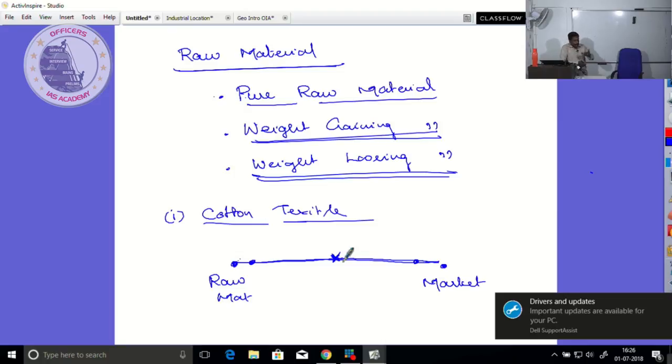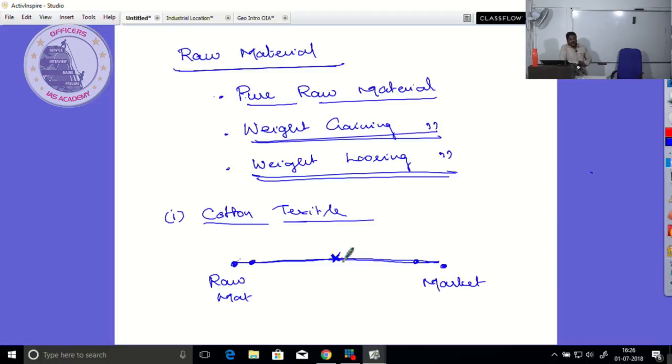Right. Now, anywhere you can have the locational aspect of cotton centers for the simple reason, cotton textile is an example of pure raw material. It neither gains weight nor loses a weight.